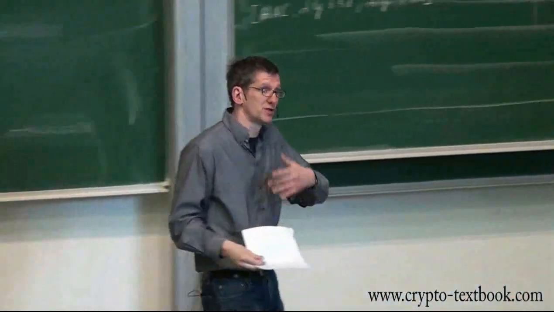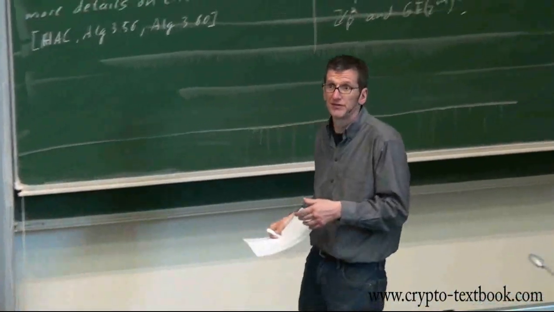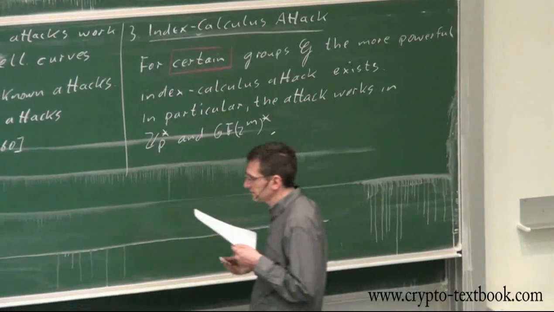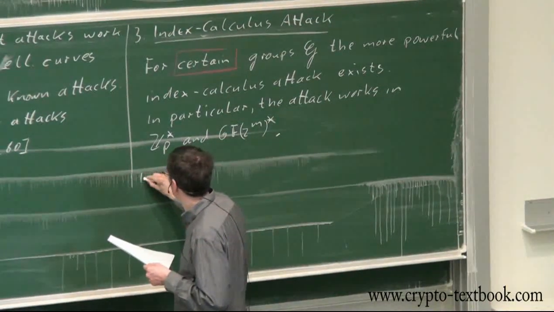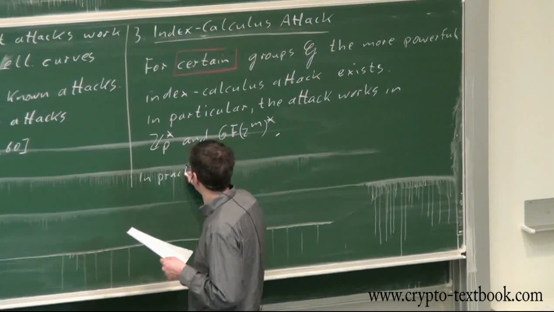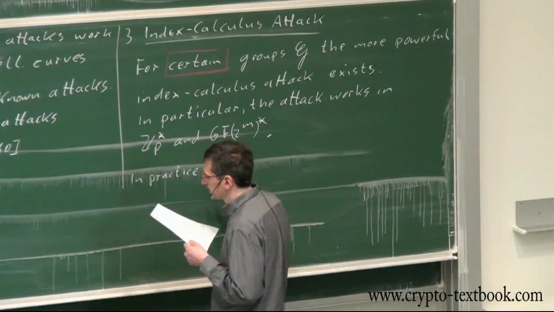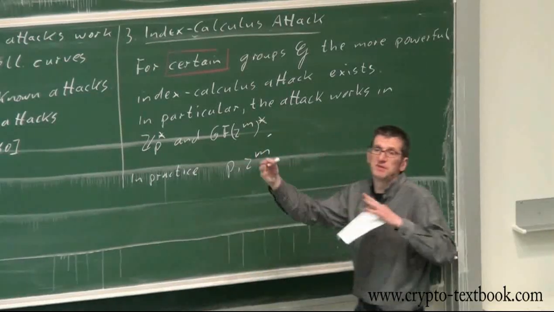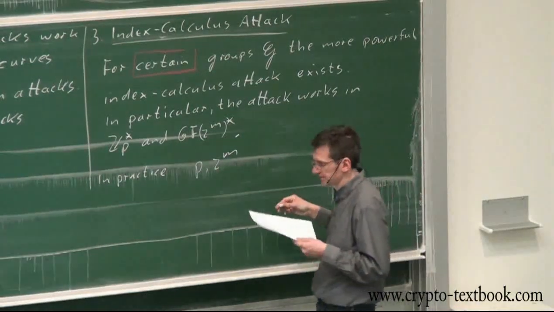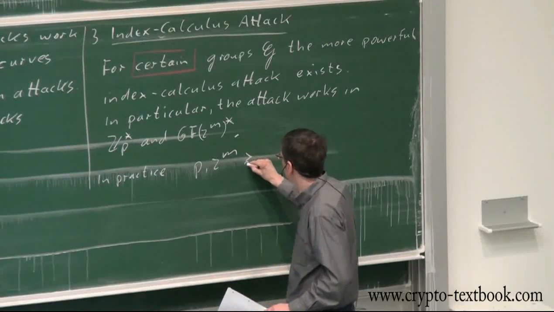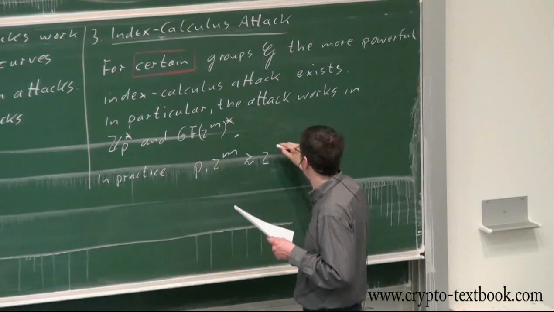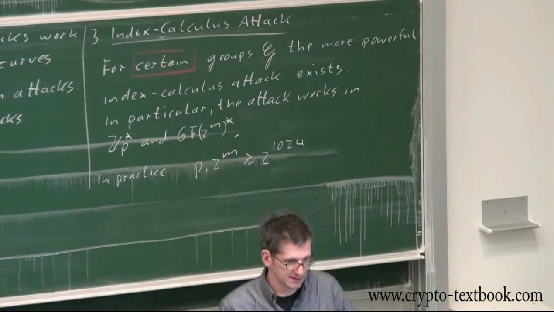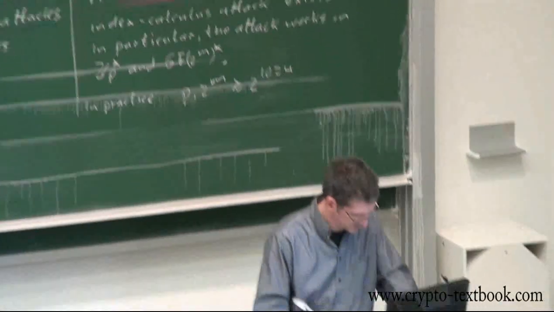So in order to prevent you from breaking other people's Diffie-Hellman systems, we have to choose larger primes. In practice, p and 2^m have to be much, much larger, unfortunately, than 160 bits. So what people say nowadays is at least 1024 bits.